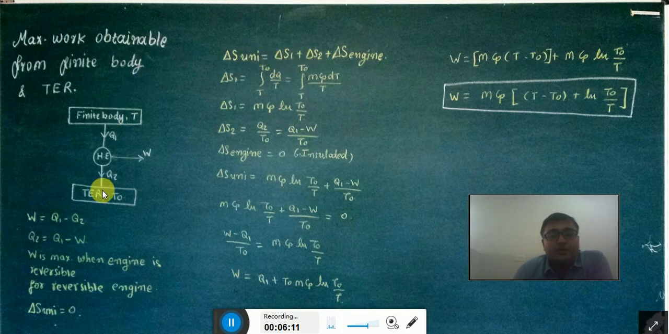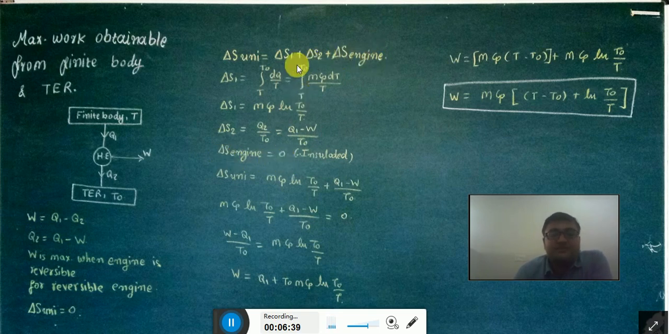Here there are two bodies in the system. This is finite body 1 and T0 is 2. So putting here delta S1 plus delta S2 plus delta S of engine. As the engine is insulated, we are assuming it is insulated, meaning there is no heat rejection or heat absorption process taking place. So this is insulated, that's why delta S of engine is equal to 0.